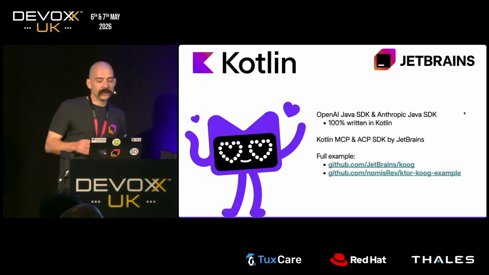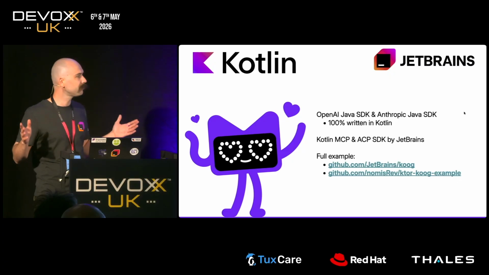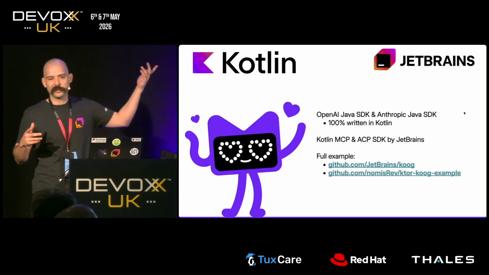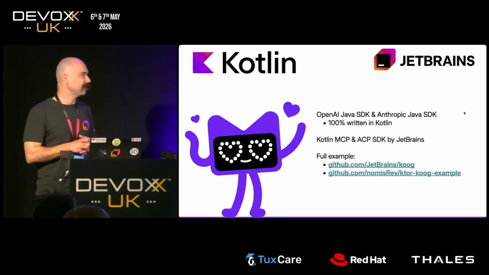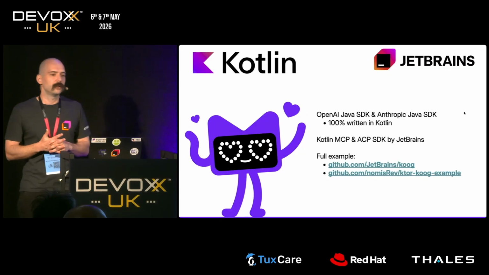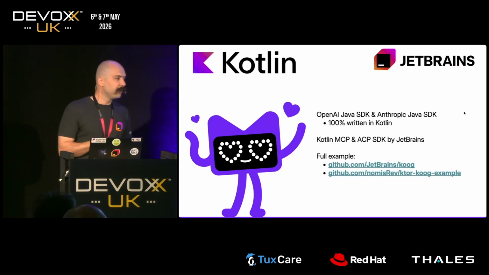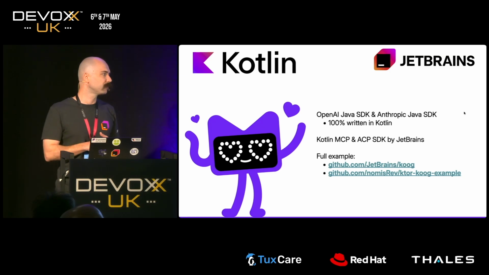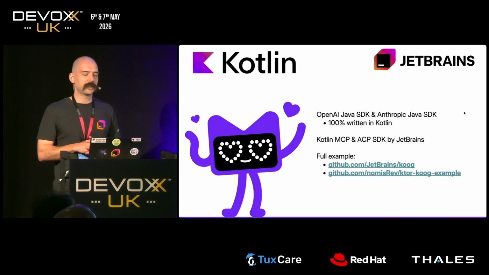And finally, I think the JVM is an amazing platform for building your agentic services, whether you're using Koog or not. And I think OpenAI and Anthropic agree that Kotlin is also a great choice here, because both SDKs were 100% written in Kotlin. JetBrains also maintains the official Kotlin MCP and ACP SDK. And you can find all the examples I showed today in the Koog repository in the examples folder. You can also find a Gator example on my personal GitHub.